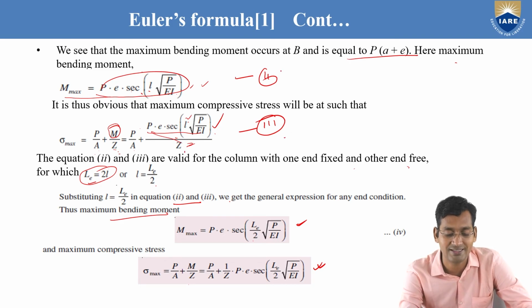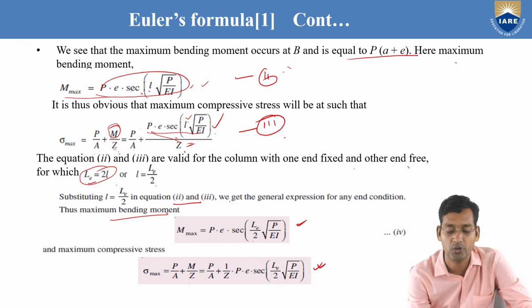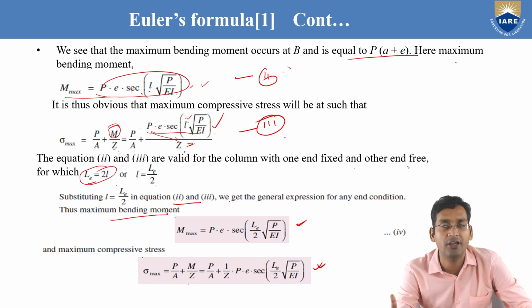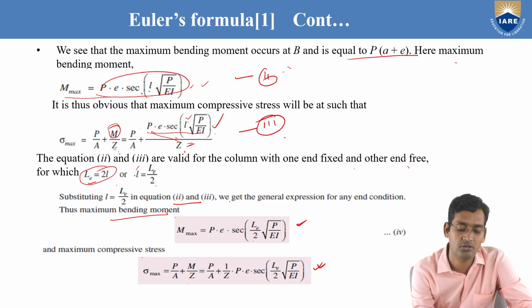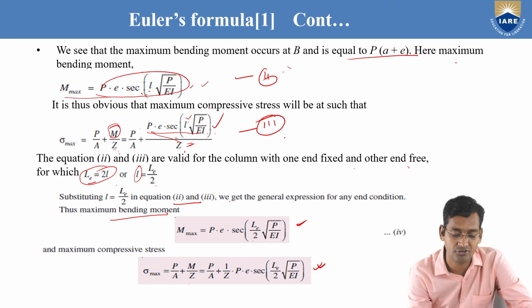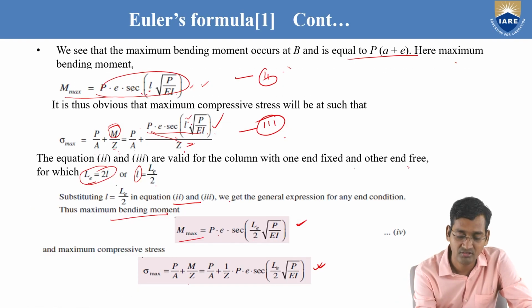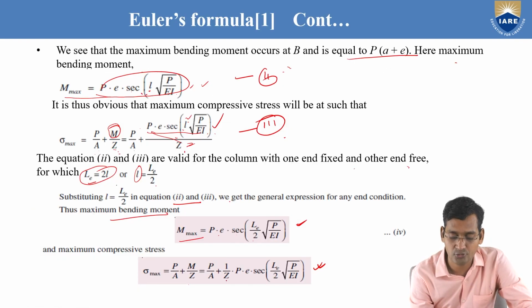Sigma max. So now in second and third, put value of what? L equals 2L. From that table earlier, we find in case of one end fixed and other free, that equivalent length is equal to 2L. So L will be equal to what? LE by 2, that equivalent length by 2. Substitute here and here. So after substituting, what you will get? M max will be PE secant, and here this L becomes LE by 2. And similarly here this L becomes LE by 2 for this case.